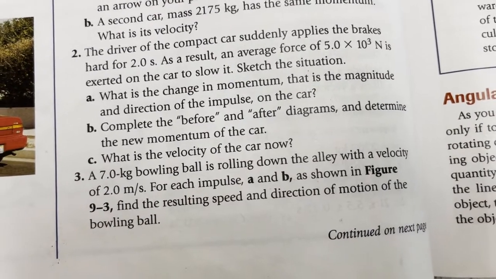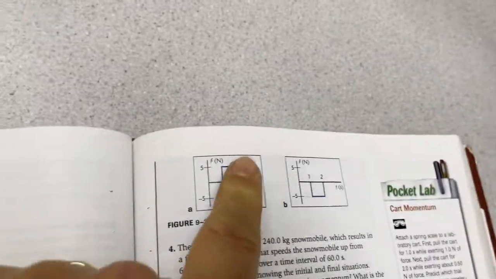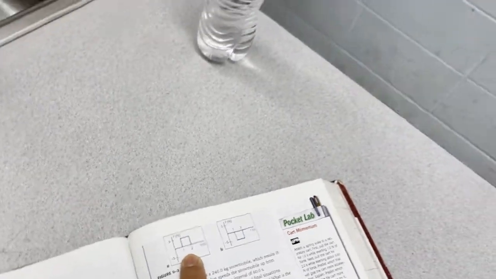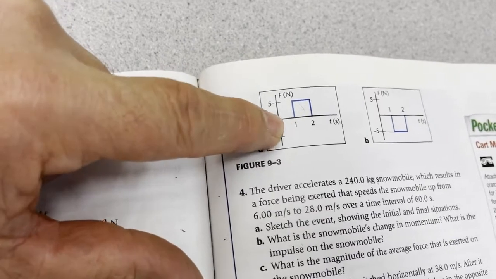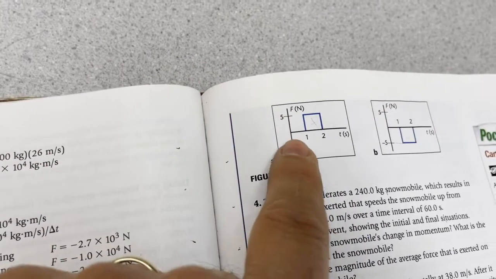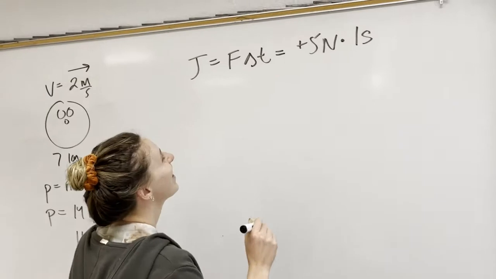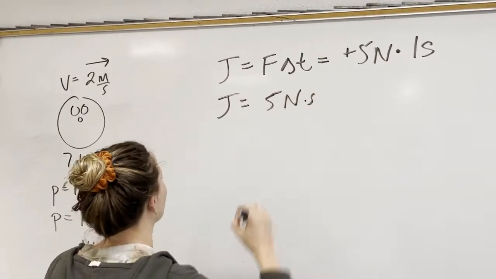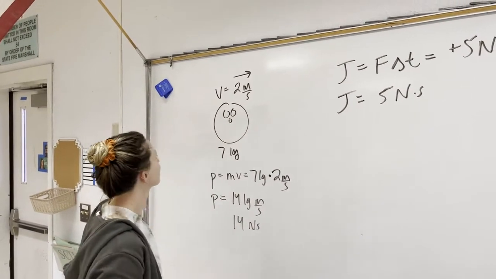for each impulse A and B, find the resulting speed and direction of the motion of the bowling ball. So let's just do A. It wants to know the impulse. Impulse J is force times time, and the force is positive 5, and it goes from 1 second to 2 seconds. How much time is between 1 and 2 seconds? 1. I don't think you're going to need a calculator for this one either. 5 Newton seconds. So it's going along and gets a kick in the same direction of 5 Newton seconds.